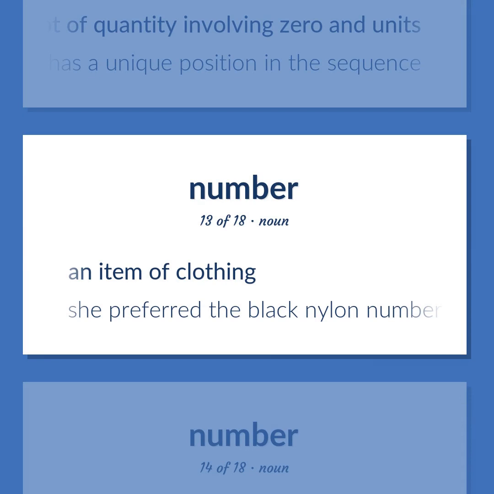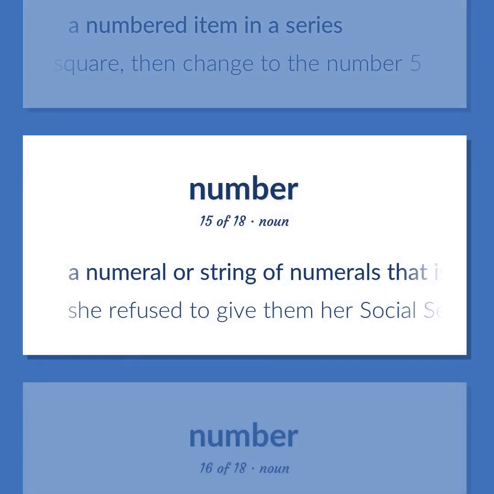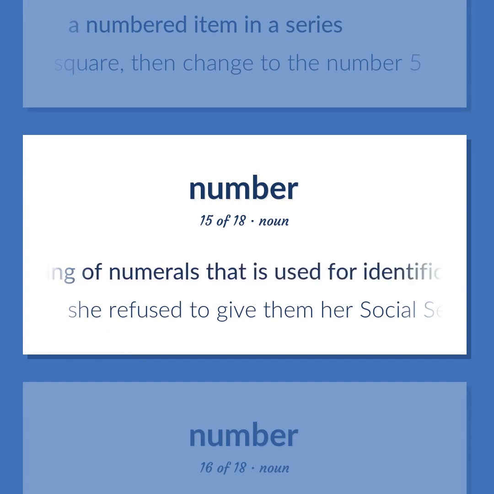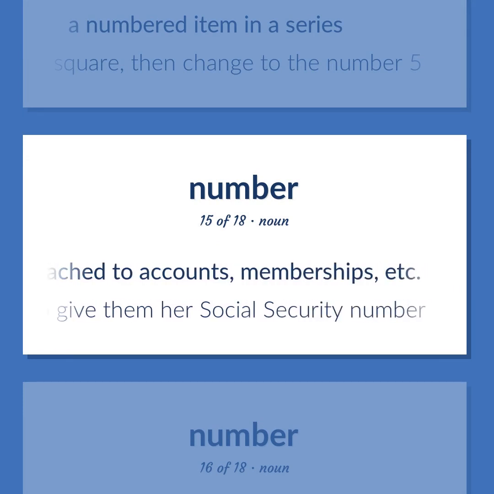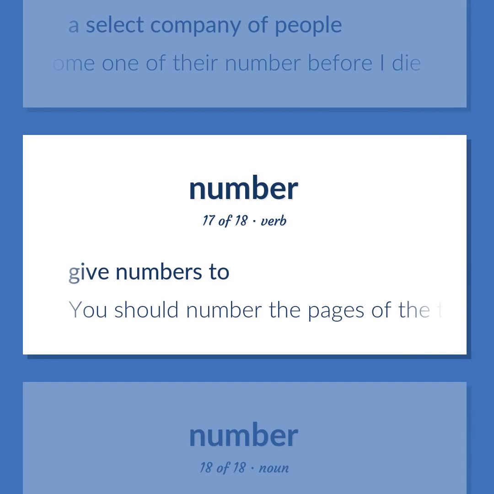An item of clothing. She preferred the black nylon number. A numbered item in a series. Take the number 2 to the main square, then change to the number 5. A numeral or string of numerals that is used for identification and may be attached to accounts, memberships, etc. She refused to give them her social security number. A select company of people. I hope to become one of their number before I die. Give numbers to. You should number the pages of the thesis.